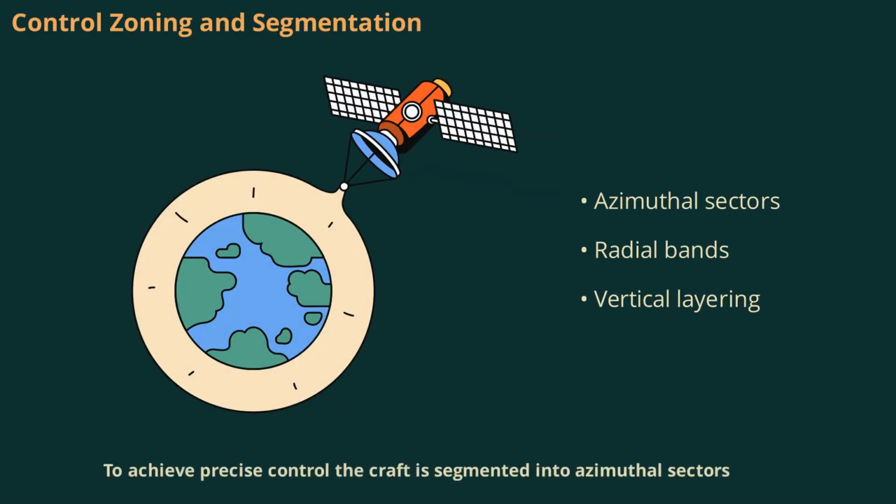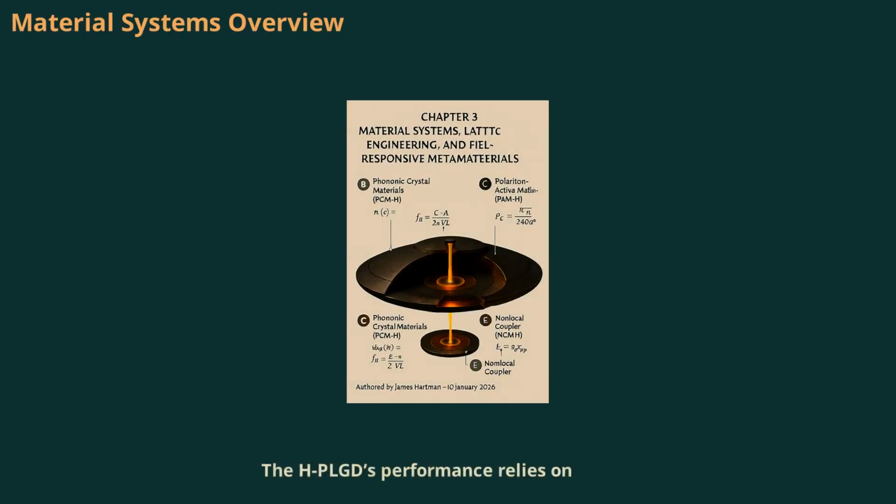To achieve precise control, the craft is segmented into azimuthal sectors, radial bands, and vertical layers. Each segment can be independently tuned for phononic, polaritonic, and plasma parameters. This segmentation allows for localized control of lift, thrust, and stabilization, enabling the craft to adapt to changing conditions and execute complex maneuvers. H-PLGD's performance relies on advanced materials engineered for specific roles.